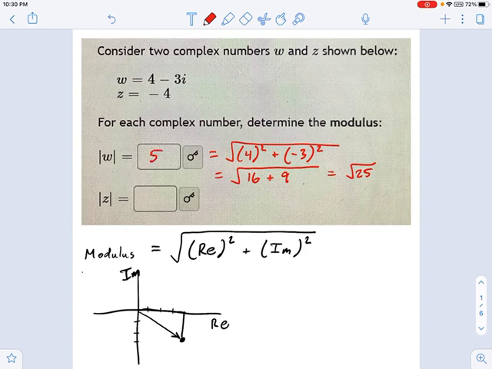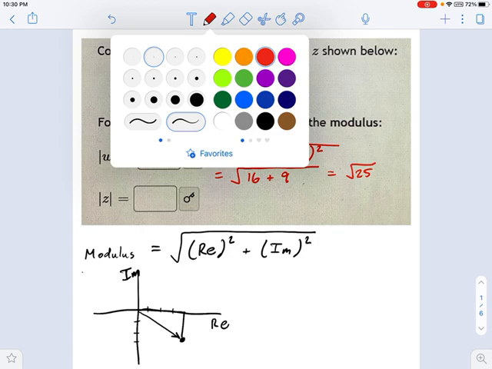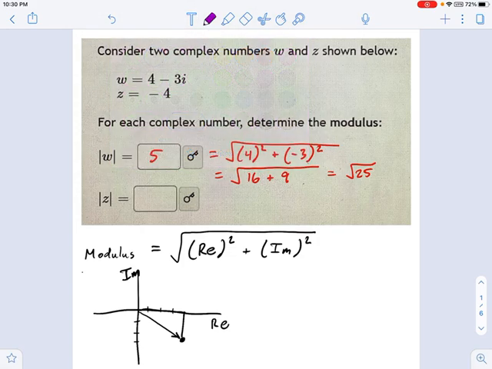Let's try the next one, because that one has something that might look a little different. It might confuse you for a moment, but just follow the formula. What's the real part? The real part is negative 4, so this is going to be negative 4 squared. What's the imaginary part? Well, 0. There's no imaginary part of z, so it's going to be 0 squared. So we get the square root of 16, which is just 4. Okay, so that's how you calculate modulus.